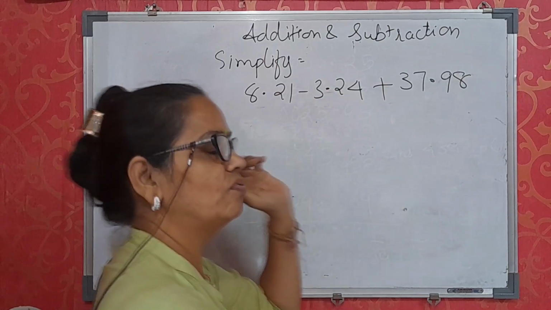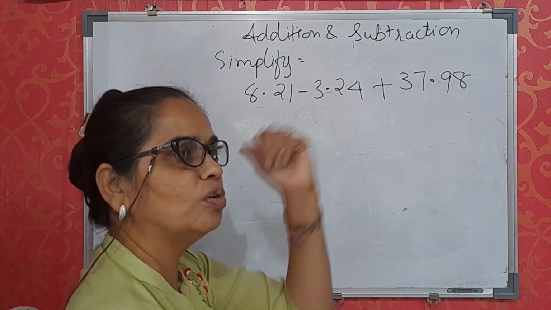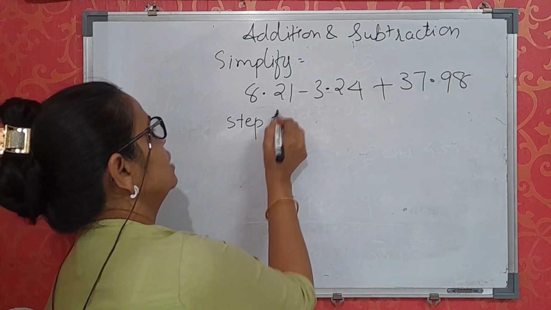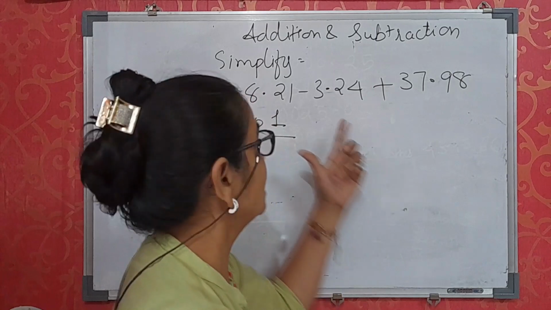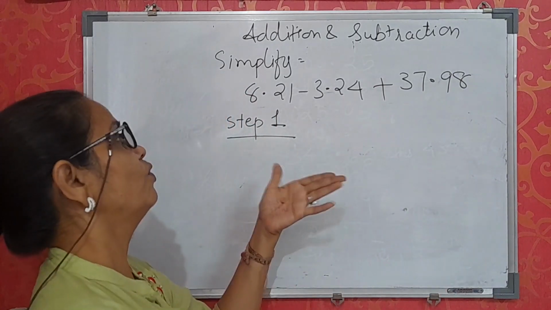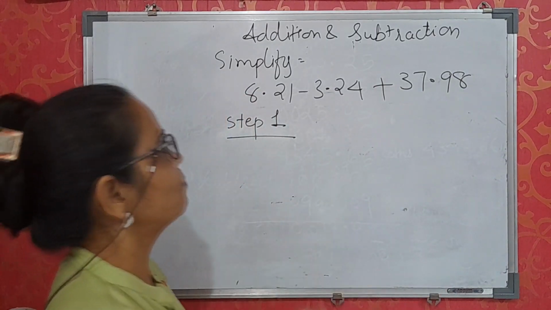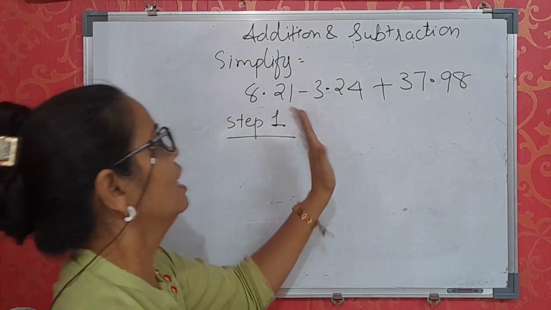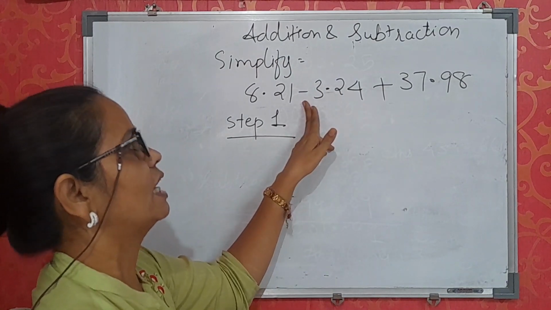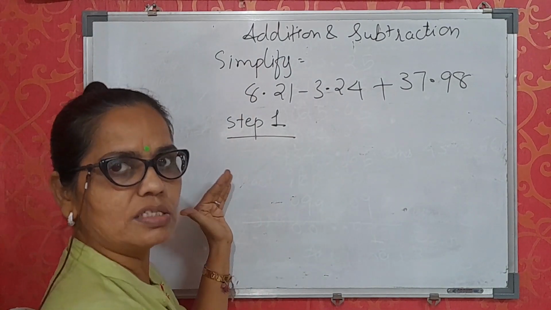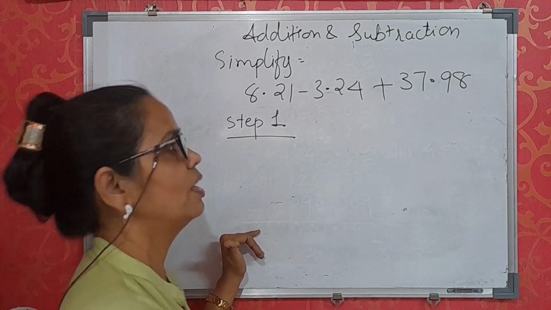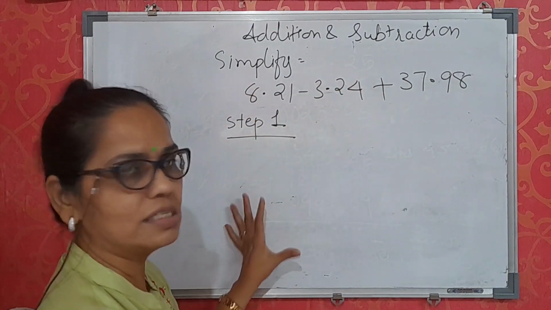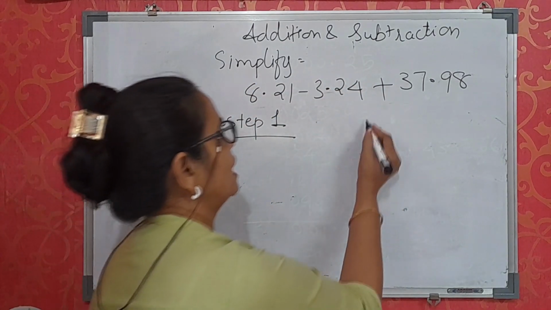In this type of simplification, as I told you in my earlier video, you solve these sums in two steps. You cannot do addition and subtraction together. So you have to first do addition, then subtraction, or first subtraction, then addition. When there are two addition numbers, you have to add those two addition numbers first, then do the subtraction. That I am showing you.